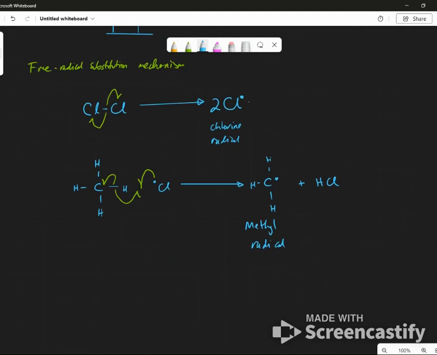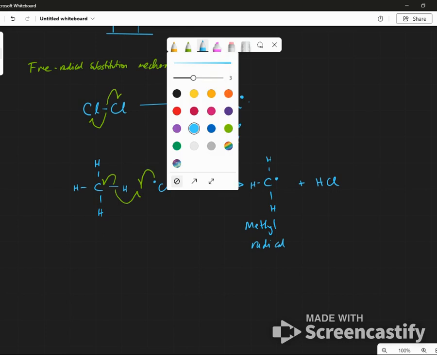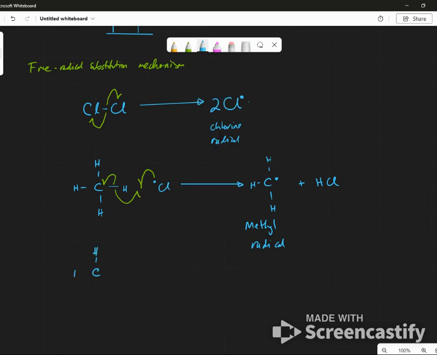And the last thing that happens, as you can probably see, is this methyl radical is going to come across the other chlorine radical. This electron is going to go between them, and this electron is going to go between them, and we're going to get a bond formed between the C and the Cl, like that, and we have our product, which is chloromethane. So how is that? Is that okay?